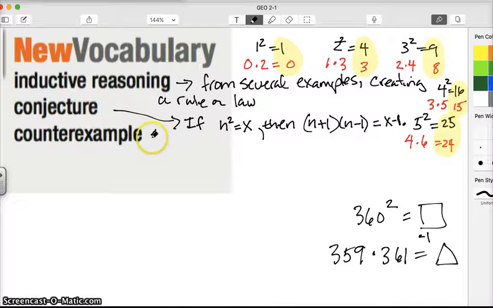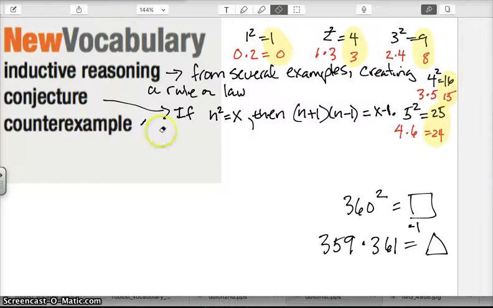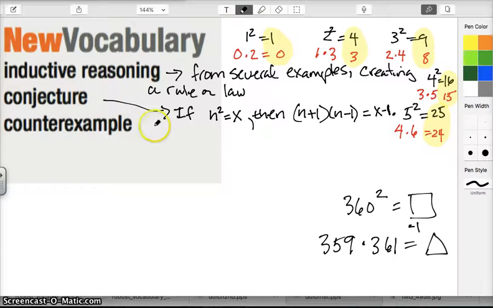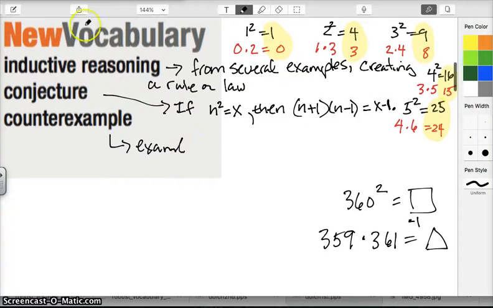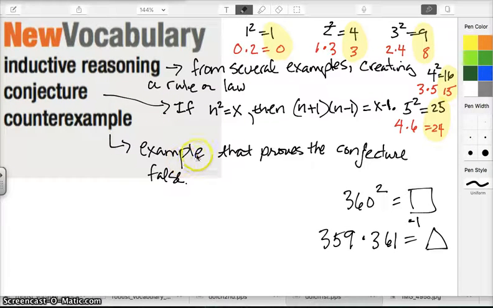And the final thing is a counterexample. Sorry about that. A counterexample is an example that proves the conjecture false. We're going to have a couple of examples about that. So inductive reasoning is going from examples to law. A conjecture is the statement of the law that you've gathered together, and a counterexample would be an example that proves the conjecture false.